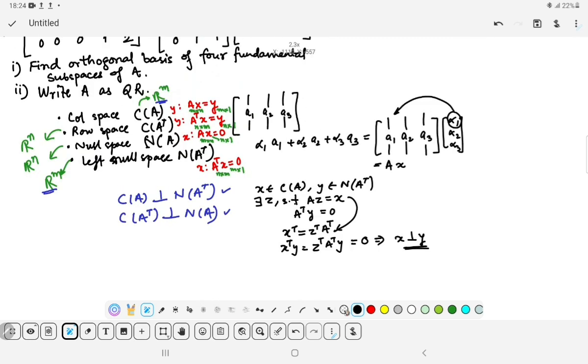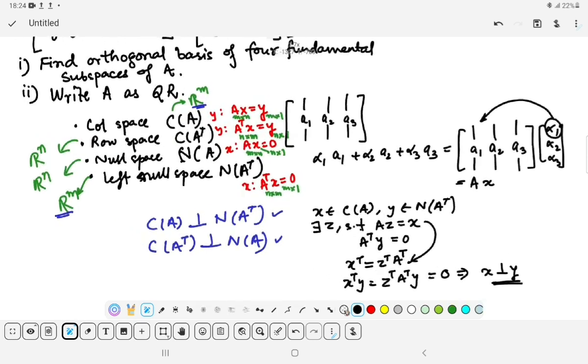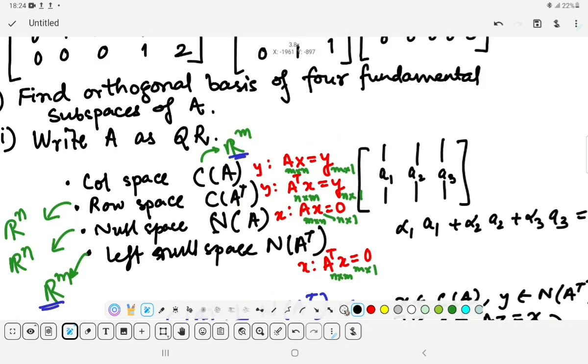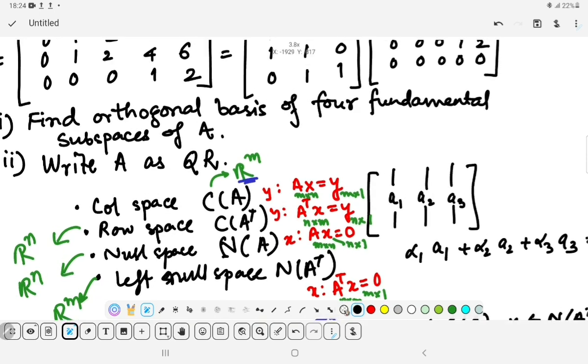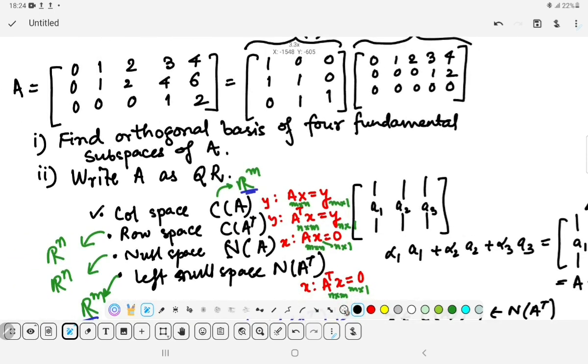So now I am proceeding with the solution. I have just given an overview of what the 4 fundamental subspaces were, and now if we want to find the basis of these 4 fundamental subspaces, say I am finding it for the column space. I am starting with the column space one.